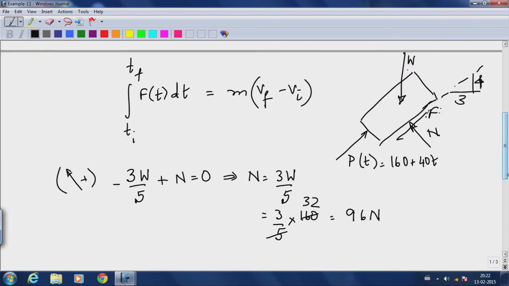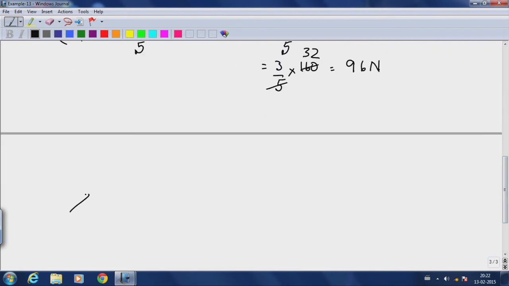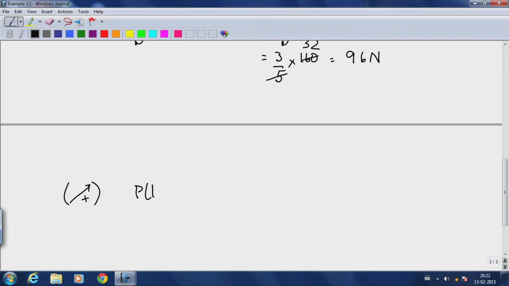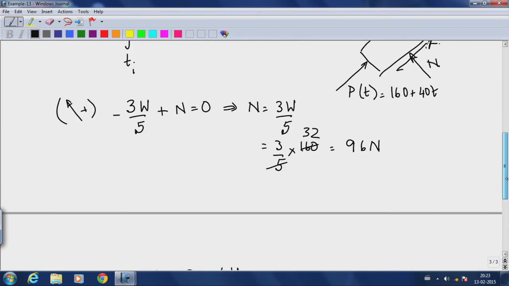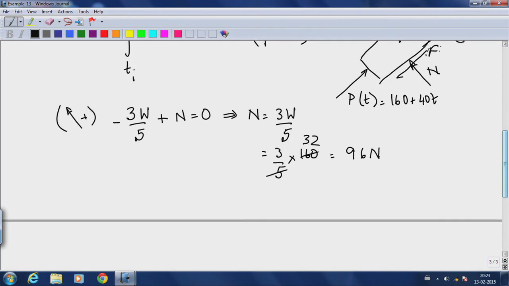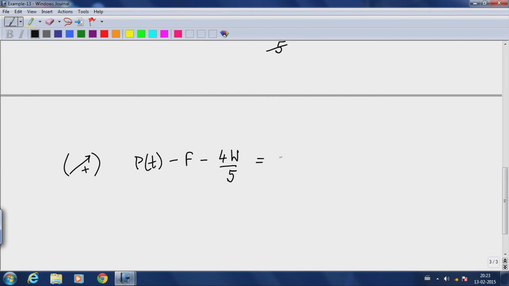Now, taking all forces up the inclined plane as positive, P of t minus F, the friction force, minus mg sin alpha, which would be 4W over 5, equals mass, which is W over g, times acceleration, and in this case if P is a function of time, the acceleration is also a function of time.